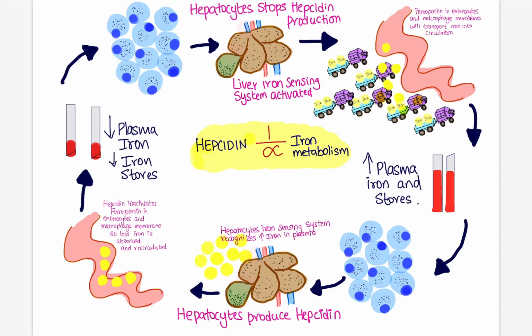So all you need to know is hepcidin has an inversely proportional relationship with iron metabolism. If hepcidin is high, then iron absorption and iron metabolism are going to be low. If hepcidin is low, then iron absorption is going to be high.